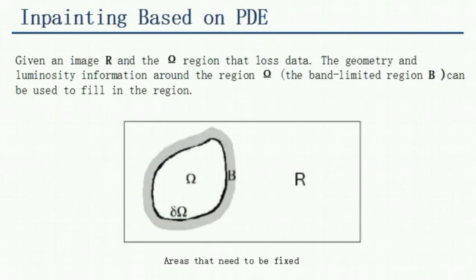First of all, allow me to briefly introduce the principle of image inpainting. The PDE operates in much the same way that conservators restore paintings. They propagate information from the structure around the hole into the hole to fill it in. There is an image, and the region omega needs to be fixed. We could fill in the missing information area omega from the geometry and the luminosity information around the area. Sometimes it just needs information about a band-limited region B around omega.